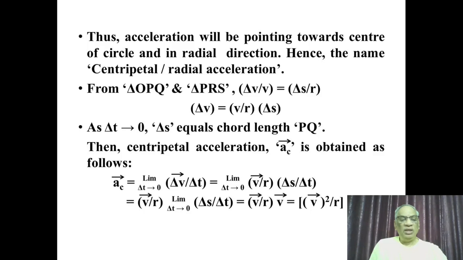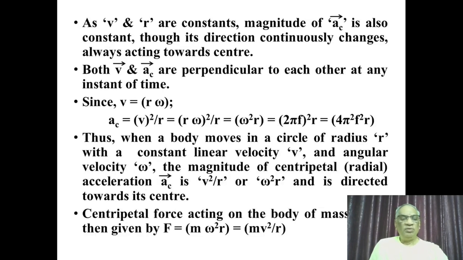AC bar is equal to limit delta T tends to 0, delta V by delta T. That is limit delta T tends to 0, V by R into delta S by delta T. So finally we get V square by R. V by R into V, that is V square by R. The magnitudes of V and radius, the velocity component and radius, are constants.